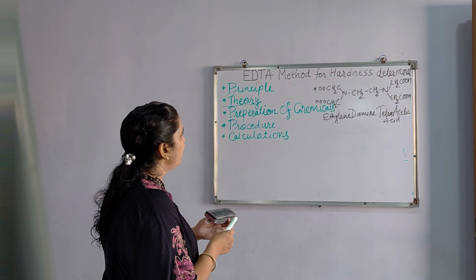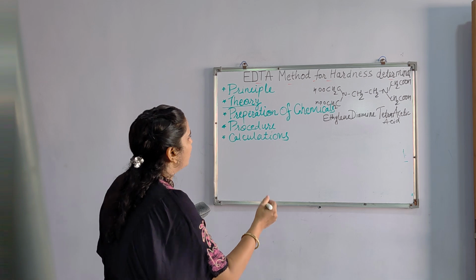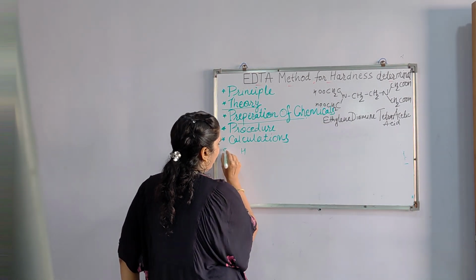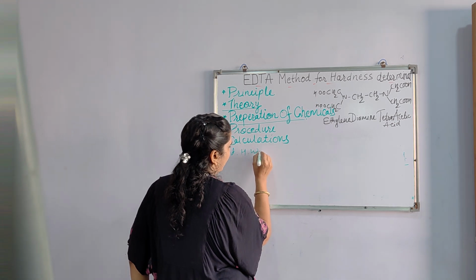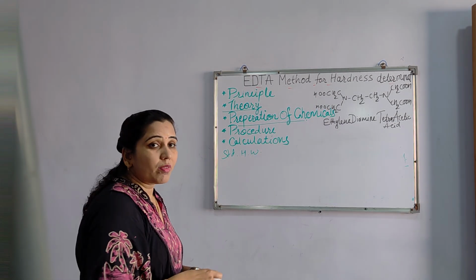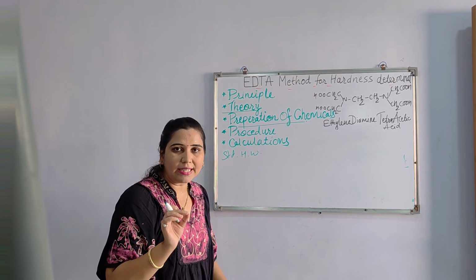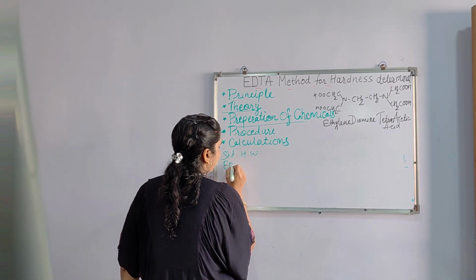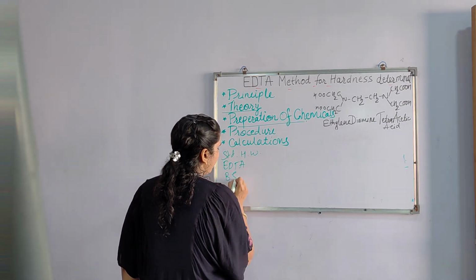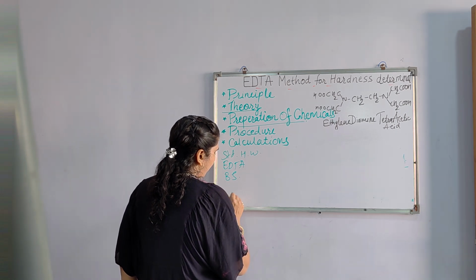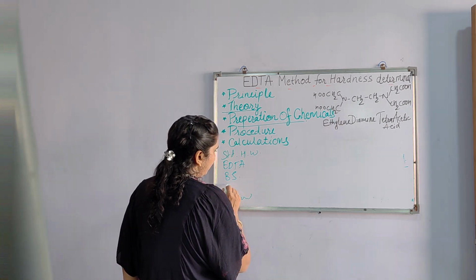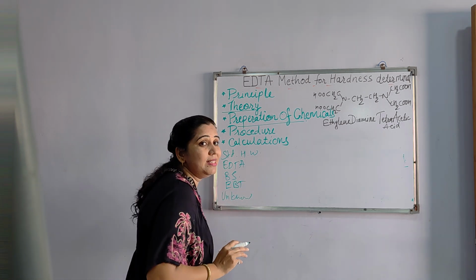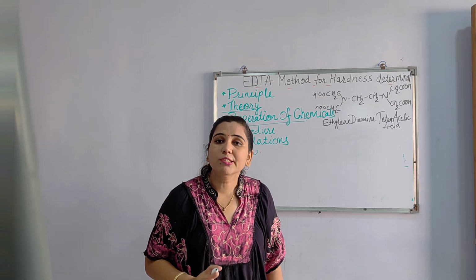Okay, now here we have completed our second point. Now come to the third point, preparation of chemicals. What type of chemicals will we require? First of all, we will require standard hard water. We should know the concentration of that water, and that's why it is standard hard water. Second, we will need EDTA solution. Third, we will need buffer solution. Then we will need the unknown water sample. Lastly, we will need the EBT indicator. All these chemicals we have to prepare.